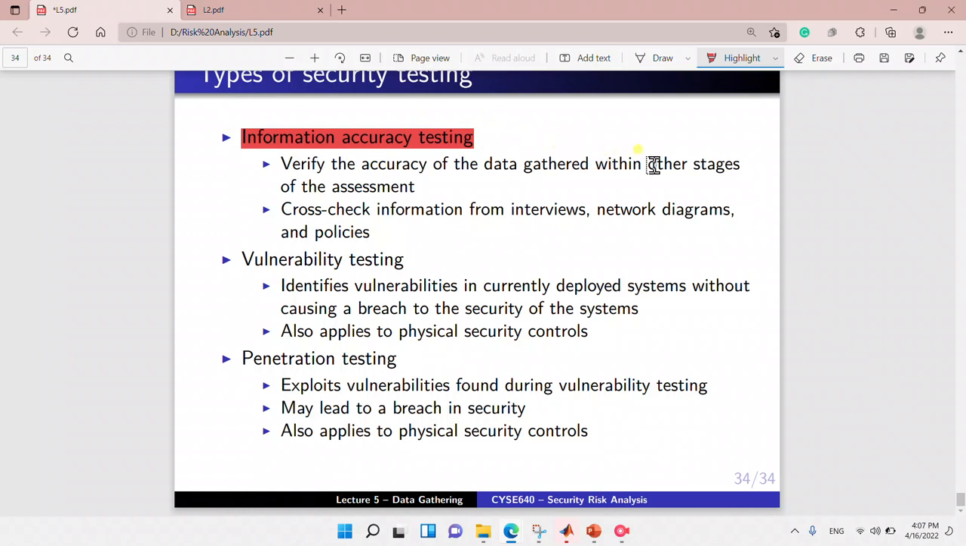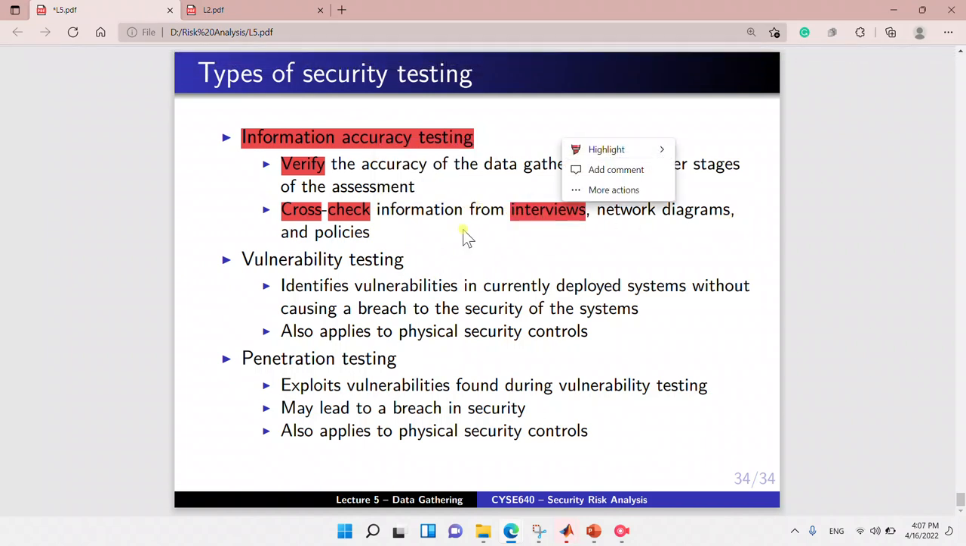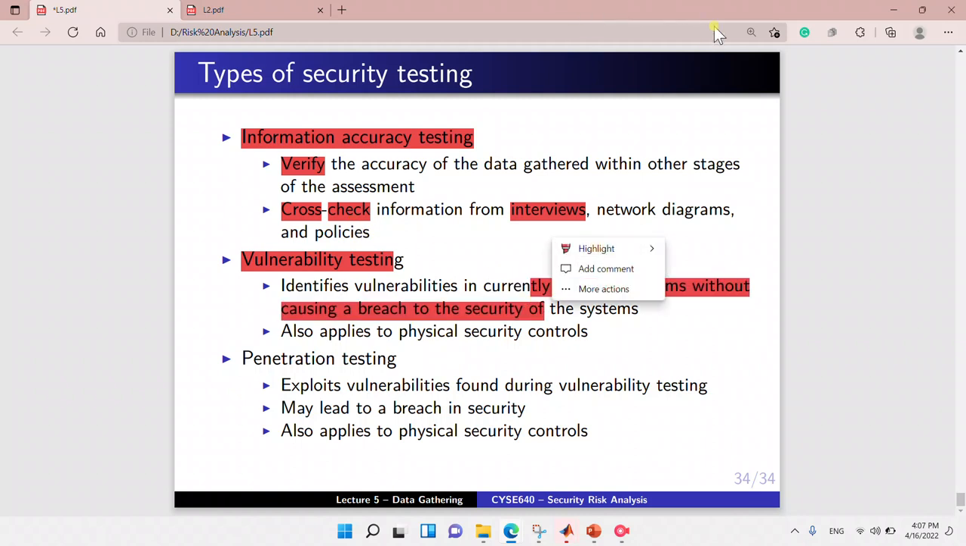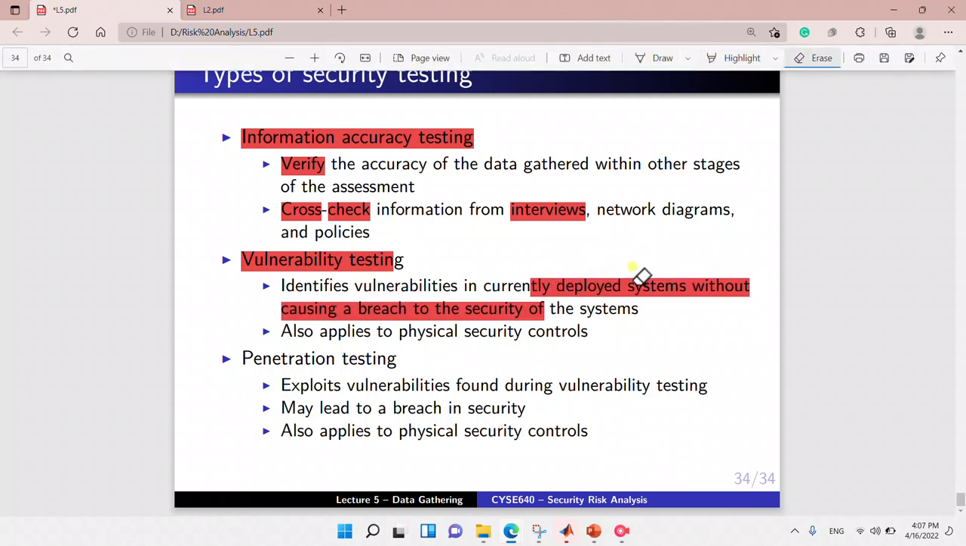Okay, types of security testing في عنا information accuracy testing, so we verify the accuracy of the data gathered within other stages of the assessment. We cross-check, so we verify and we cross-check from interviews, network diagrams, policies. وعن ال vulnerability testing. It identifies vulnerabilities in currently deployed systems without causing a breach in security of the system.